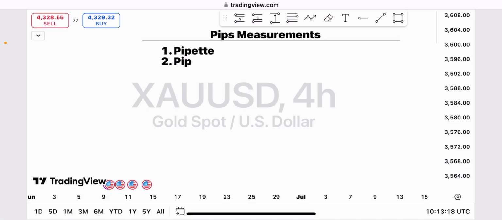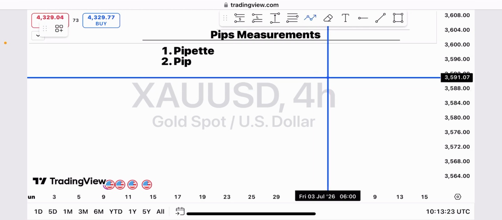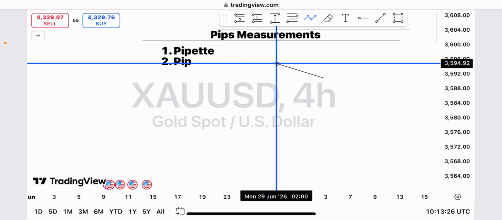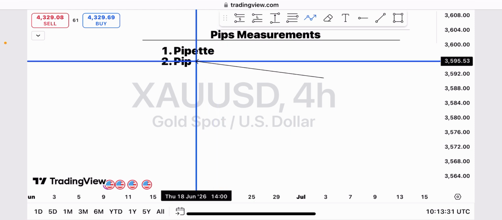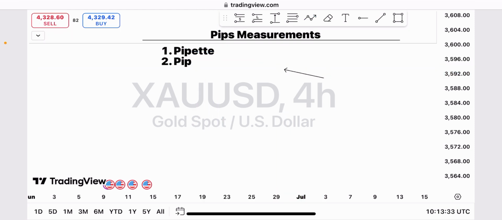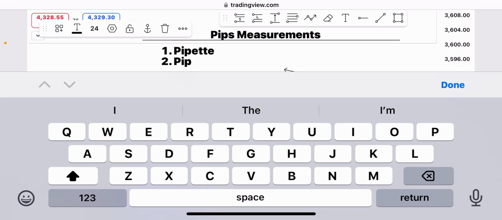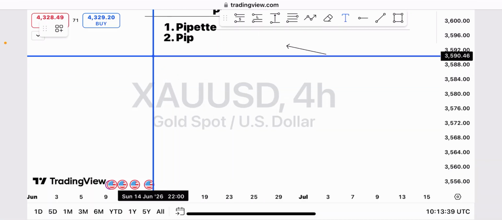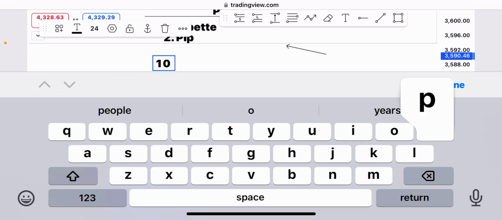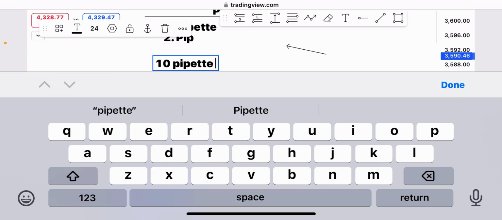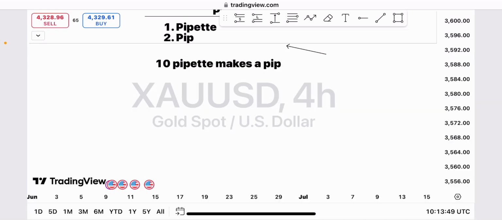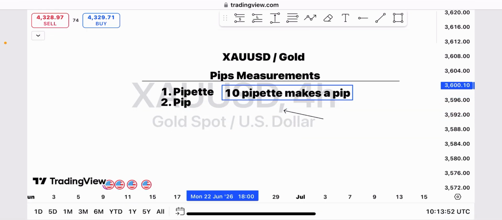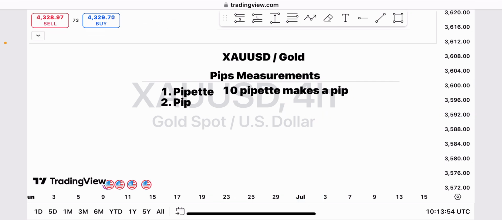Now I want you to listen attentively to what I will say from now to the end of the video. Put this at the back of your mind, or if you have a note there with you, jot it down. 10 pipettes makes a pip. Keep that at the back of your mind. 10 pipettes makes a pip. Alright.